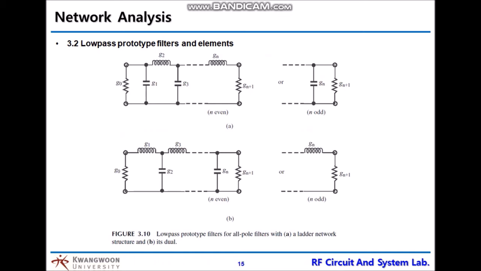Filters synthesized for realizing the transfer functions, such as those discussed in the previous section, usually result in the so-called low-pass prototype filters. For example, figure 3.10 demonstrates two possible forms of an n-pole low-pass prototype for realizing an all-pole filter response, including Butterworth, Chebyshev and Gaussian responses.